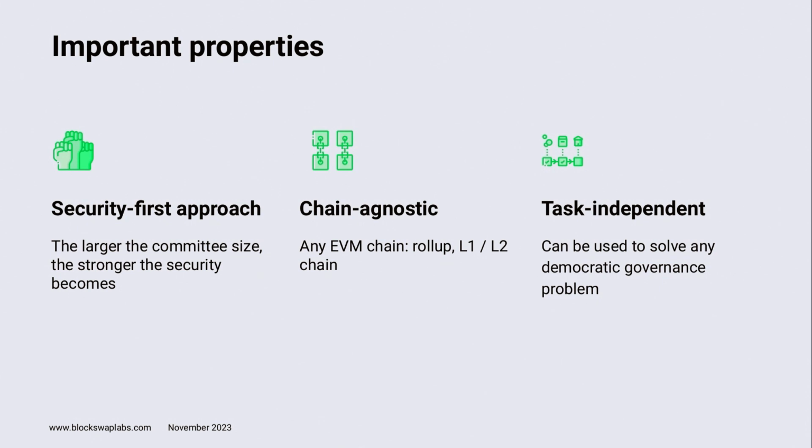Yes, so we have several important properties, but to name a few, we utilize a security-first approach, which means that the more MPC solvers you have in your network, the bigger the threshold value. So the bigger the maximum amount the system could tolerate, and thus your security becomes stronger. You could deploy it on almost any EVM compatible chain, and you could use it for any democratic governance problem. Yeah. So now I'm making a handover to Matt.